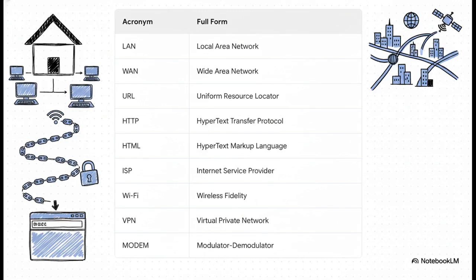Moving on to how we get connected. Now, a big one people get mixed up is LAN versus WAN. Just remember it like this. LAN, or local area network, is small and personal, like your Wi-Fi at home. WAN, or wide area network, is huge. We're talking connecting cities or even countries. And that URL you type in your browser, it works because of HTTP, which is basically the rulebook for how your computer asks for a website and how the server sends it back.